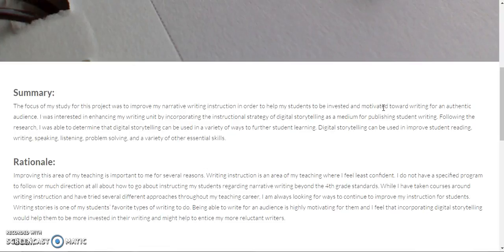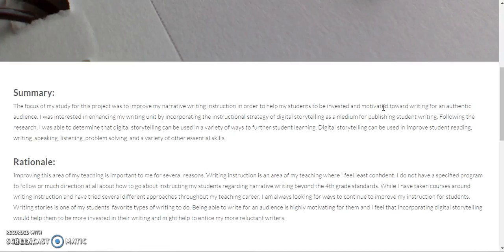And so I wanted to enhance that unit by trying out digital storytelling as a way for my students to publish their work. Sometimes they have the opportunity to type their work on Chromebooks and then share it with me or share it with peers. But so far, that's really been the only way that they have been publishing their writing.